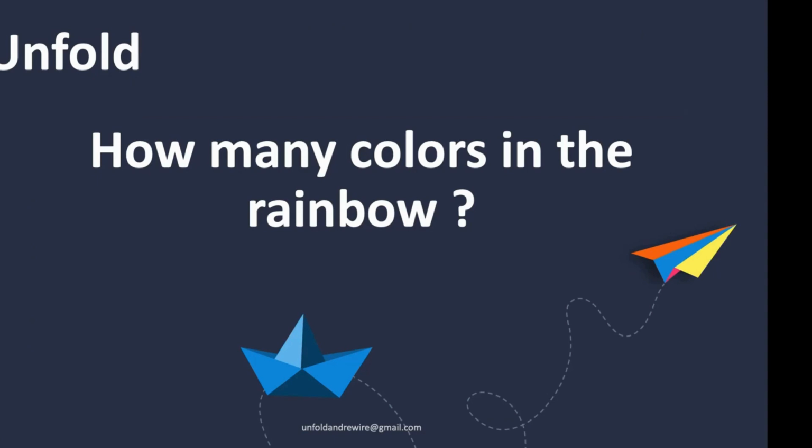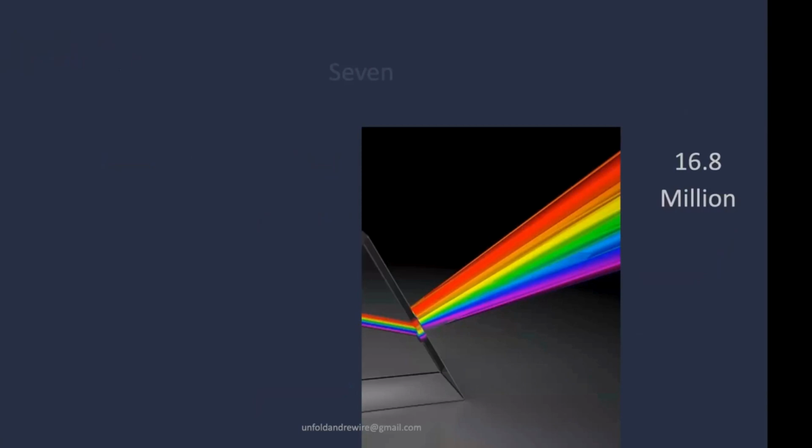Seven colors in the rainbow? Okay, that's a perfect answer. But now, when did you learn this? You learned this when you were in, say, 3rd standard, 4th standard? Yeah, primary school. That's right. Once you went into, say, 6th standard or 7th standard, you know that this is really not true. There are 16.8 million colors in the rainbow.